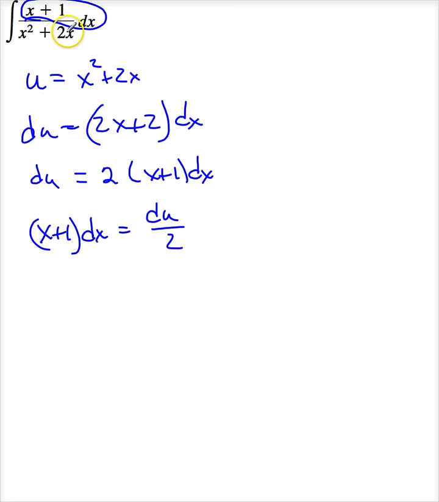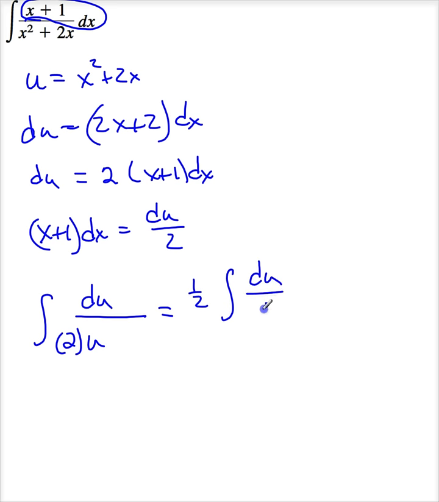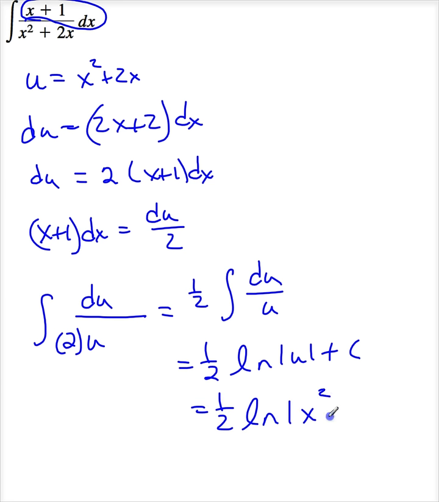Now plugging this back in, x plus 1 dx is equal to du divided by 2 times 1 over x squared plus 2x, which is u. So this is 1/2 the integral of du over u, which is 1/2 the natural log of the absolute value of u plus c, which is 1/2 the natural log of the absolute value of x squared plus 2x, oops, ran out of space here, plus c.